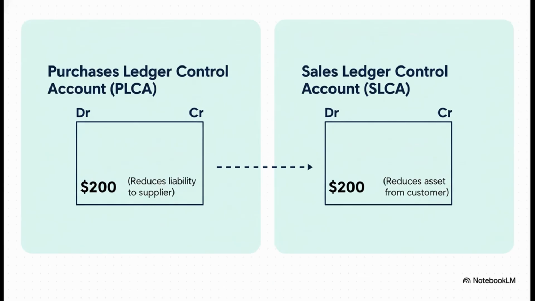So what's the double entry for this? Well, we need to reduce both balances, right? To reduce what we owe in the purchases ledger control account, we debit it. And to reduce what they owe us in the sales ledger control account, we credit it. Both entries are for the same set-off amount, so our debits and credits are equal, and everything is perfectly balanced.